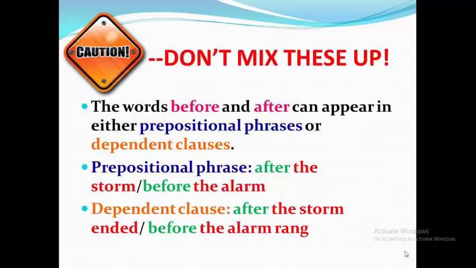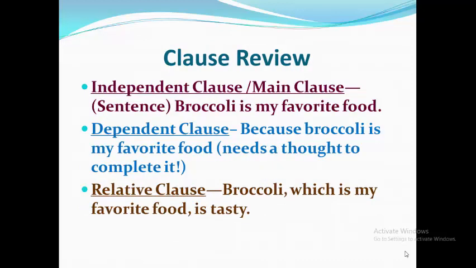Okay. So for the clauses we have the independent clause, like the main clause. It doesn't need any other sentence to depend on. Like broccoli is my favorite food. And the second type, the dependent clause: because broccoli is my favorite food, it needs a thought to complete it. We need another idea. We need another sentence to have a full meaning. Relative clause: broccoli, which is my favorite food, is tasty. So, which is my favorite food gives more details about broccoli.